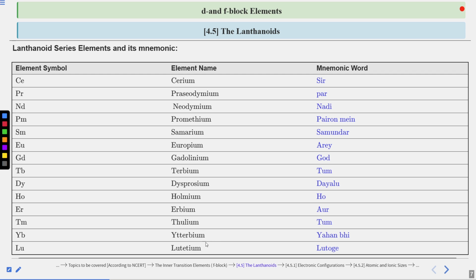So if you want to remember what comes after what, you can consider these words: sir, par, nadi, पैरों में, समुंदर, अरे, गॉड, तुम, दयालु, हो, और तुम यहाँ भी लूटोगे. Like sir, that is Ce; par, that is Pr; nadi, that is Nd; पैरों में, that is Pm; samundar, that is Sm; arey, that is Eu; god, that is Gd; tum, that is Tb; dayalu, that is Dy; ho, that is Ho or Er; tum, Tm; Yb; यहाँ भी Lu, लूटो. So this is how you can remember the series.